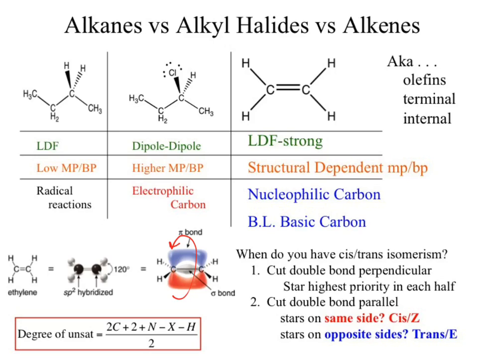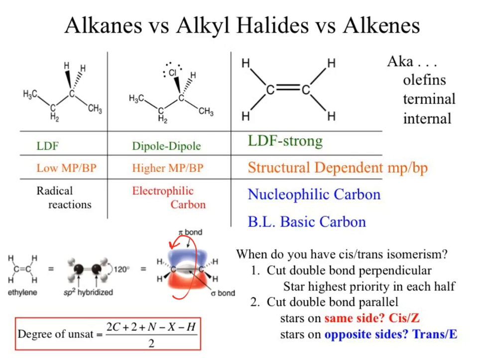The other thing is that because we don't have that rotation, we have cis-trans isomerism. How do we identify that when we look at our structure? Well, we could follow the rules that we talked about way earlier in the beginning of the semester. Cutting our double bond perpendicular to the pi bond, starring our highest priorities, and then cutting parallel and looking where those stars were. If we have those stars on opposite sides, then we've got trans. If we have the stars on the same side, cis.